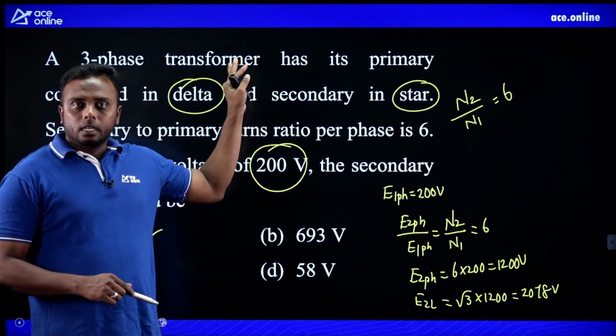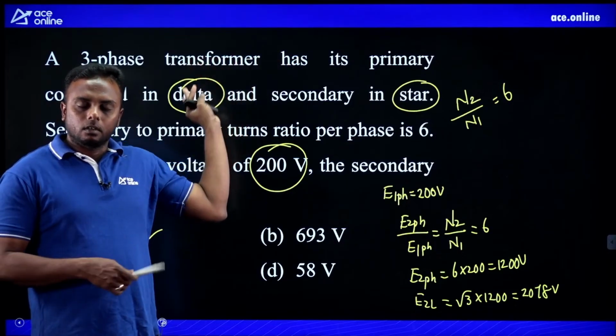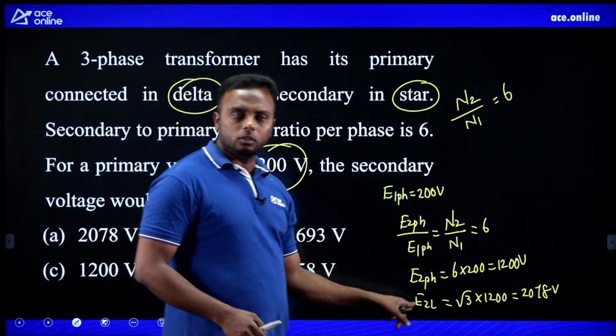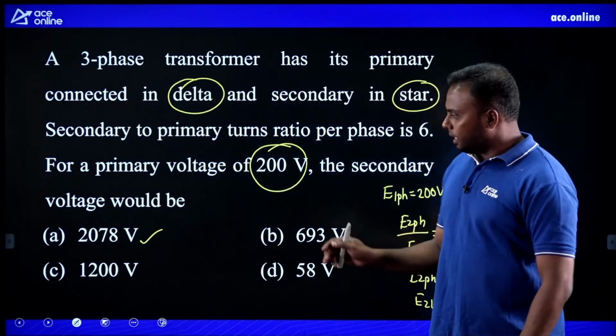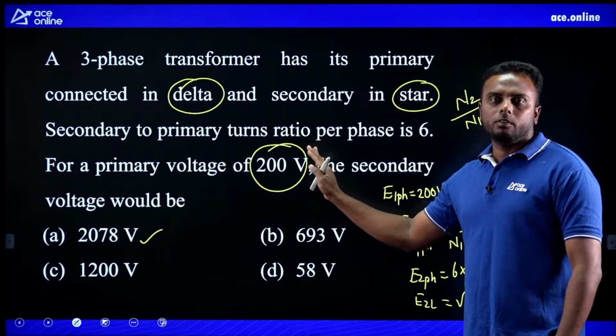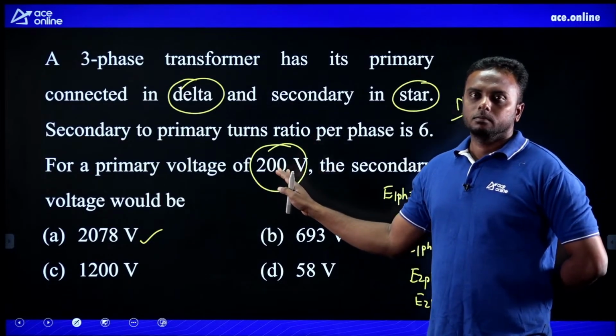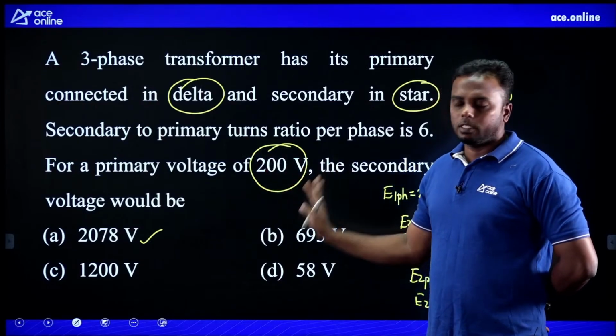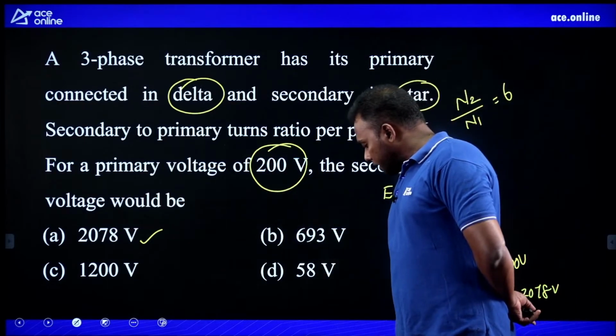Take care whether the connection is delta delta, star star, star delta, or delta star. Based on the connection you need to answer the phase voltage or line voltage. Unless otherwise specifically given, always the given voltage in three phase is line voltage only. If particularly mentioned as primary phase voltage, then only take it as phase voltage. Next.